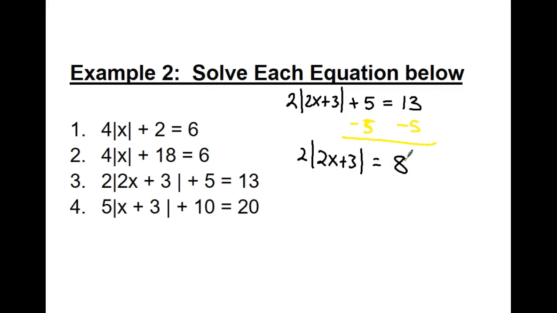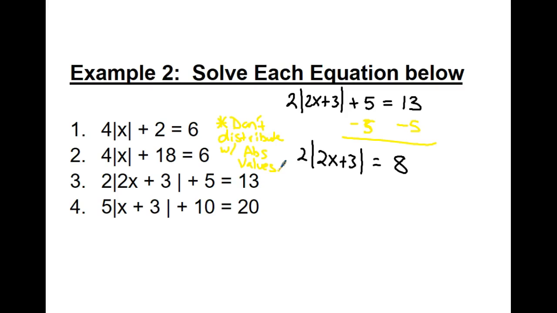That's the next step. Divide by 2. Now, here's the thing. A lot of you guys will be tempted to distribute. Don't do that. Don't distribute. So, make a little note here. Don't distribute with absolute values. They're not parentheses, you guys. They're absolute value bars, so it's different.